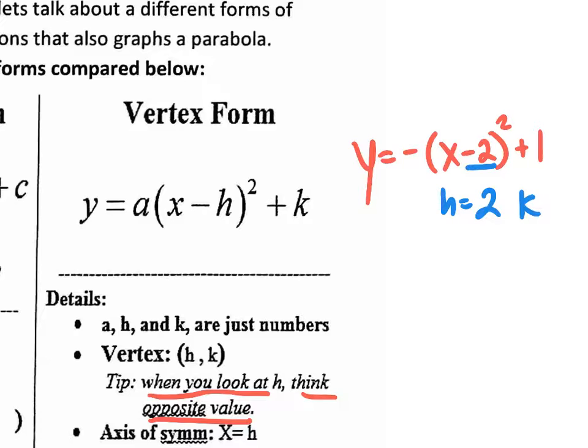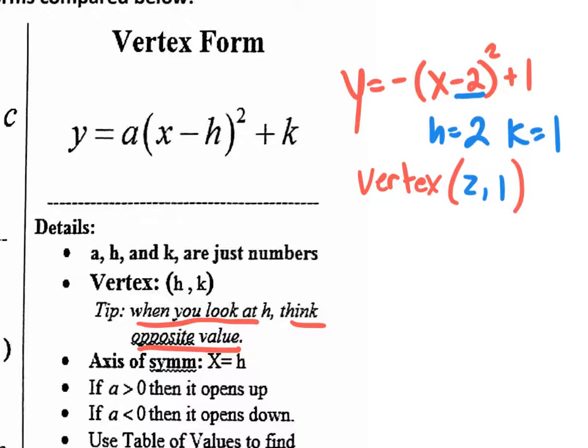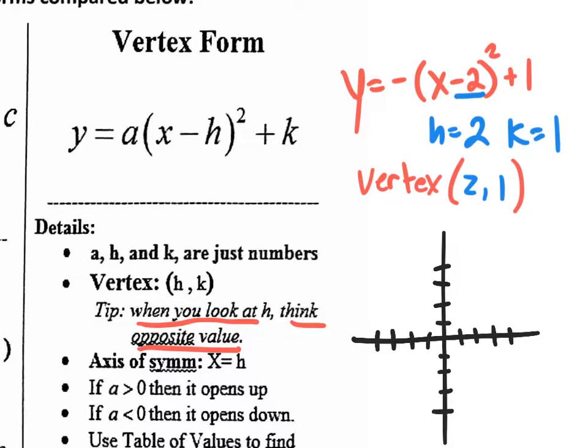So what is the k value? 1. So what does this mean if you identified h and k? That means that your vertex is simply the coordinate 2, 1. You don't have to do any math. If it's in vertex form, you could identify your vertex. Now, let's even take this further. Let's take this and let's actually graph it. So let's go to the coordinate 2, 1 and put a dot right there. The next step would be to draw our axis of symmetry right through it. And then you need to get more coordinates.